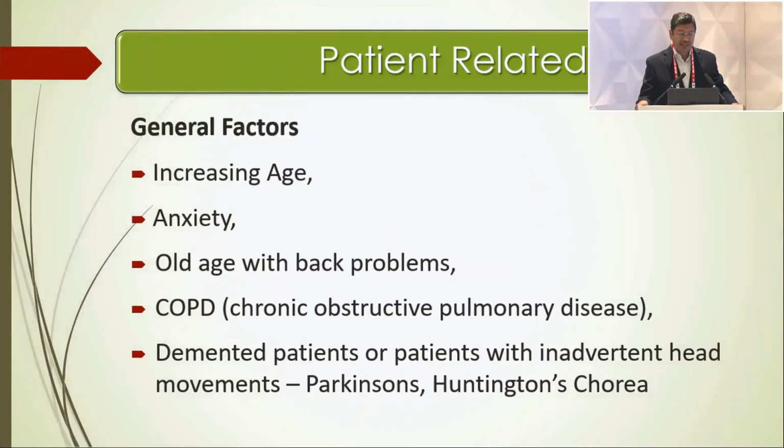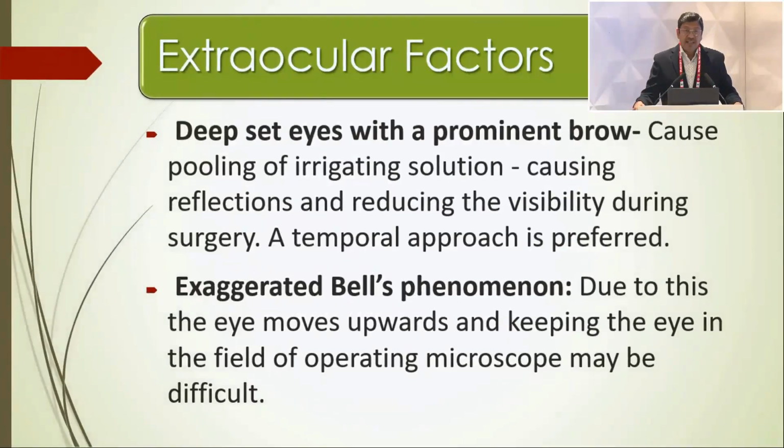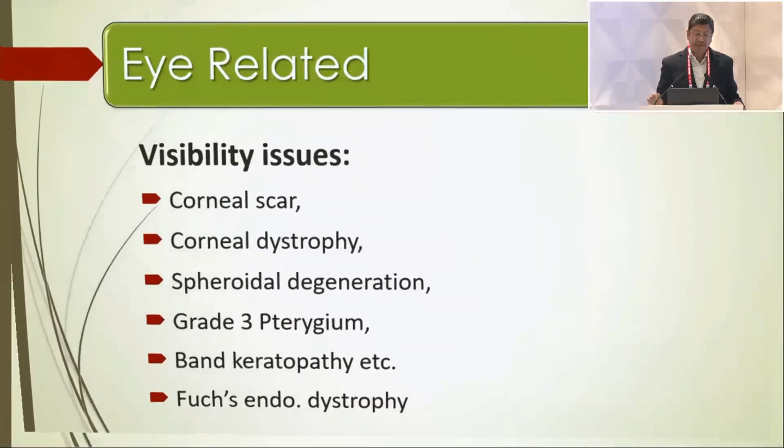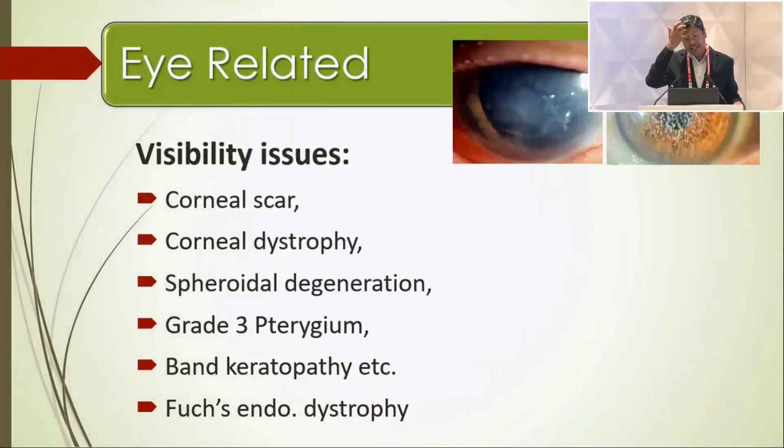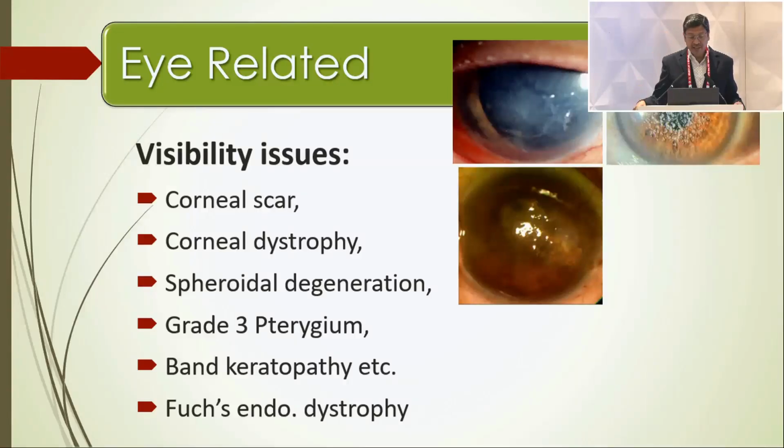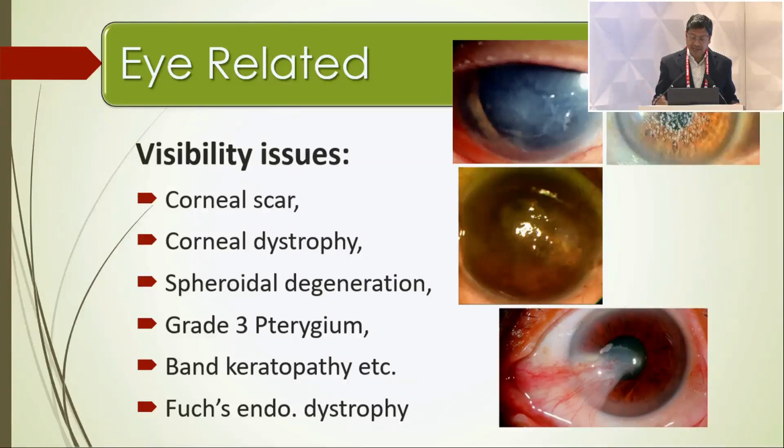So a patient with increased age, having back problems, too much anxiety, breathing issues because of COPD, all these increase risk of PC rent. Inadvertent head movements due to Parkinson's, Huntington's chorea are also high-risk patients. Deep-set eyes cause pooling of irrigation fluid and cause reflections, reducing visibility, and exaggerated Bell's phenomenon causes jerky movement of the eye. Visibility issues can be due to corneal scar, corneal dystrophy, spheroidal degeneration, pterygium covering the pupillary area, band keratopathy, and so on.